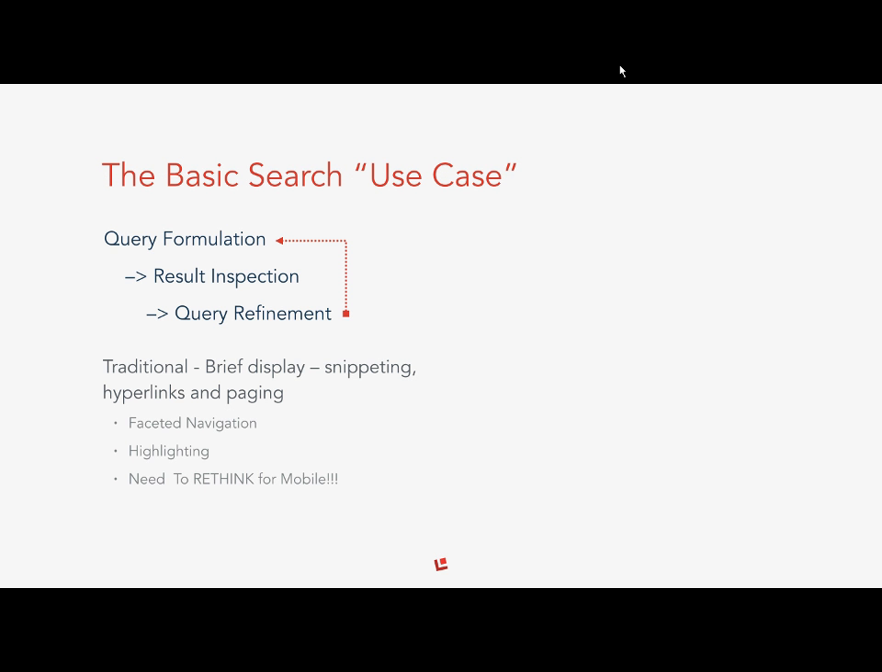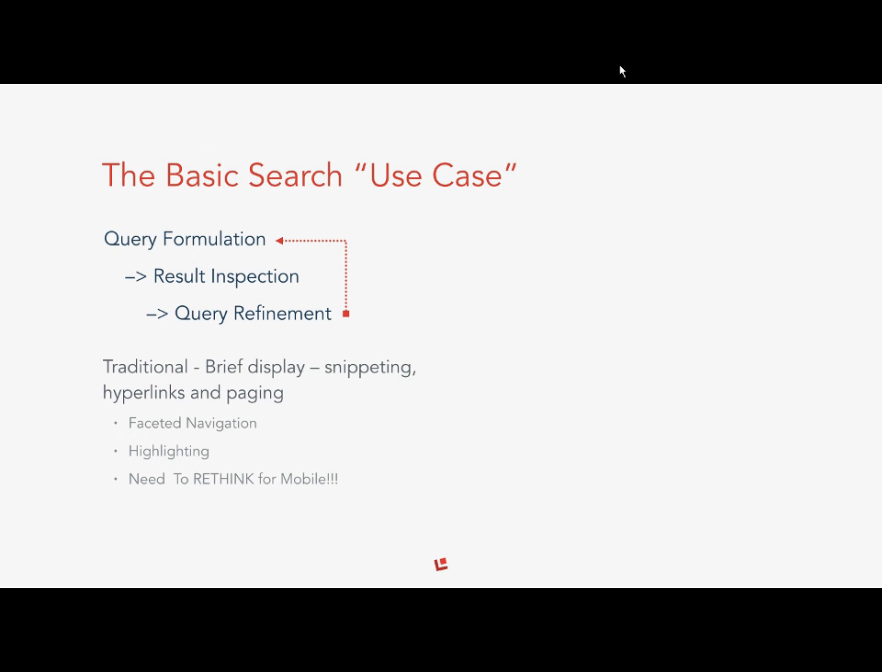So here I want to introduce what I call a basic search use case in the remaining minutes, which basically involves formulating a query. The search application then brings back results, and then the user refines the query. And typically, this involves a cycle where either the results are satisfactory and everything is good, and the user clicks buy or something, or they get further queries.